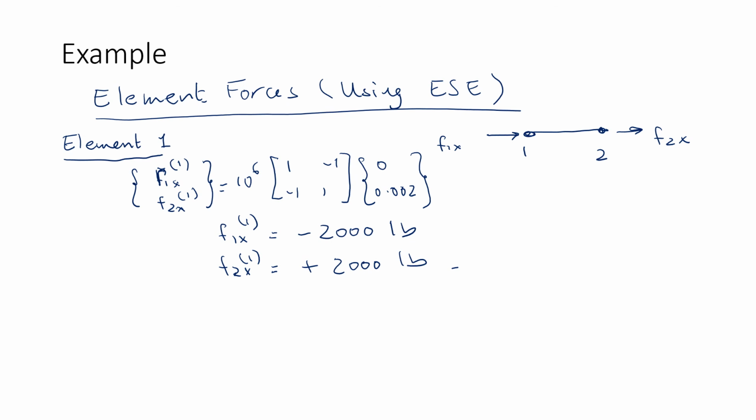Clearly, the two forces are going in the same direction, but the element is either in tension or in compression. So they have to be equal and opposite, and that's why we have a negative and a plus. If you look at f1x at the start node as being negative, that would tell you right away that element 1 is in tension and it has a force of 2,000 pounds.